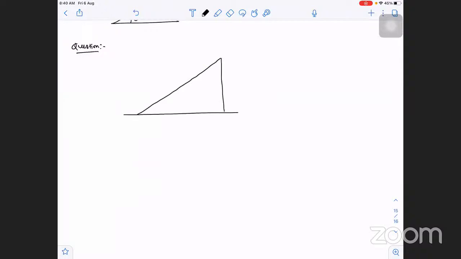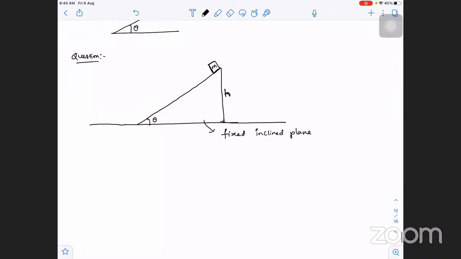Then I'll give you one question, or one idea. Let us see that there is one inclined plane. This is a fixed inclined plane. What is the meaning of fixed inclined plane? The inclined plane does not move. And the height of the inclined plane is h. Now I'm keeping a block of mass m at the top, then find the time.